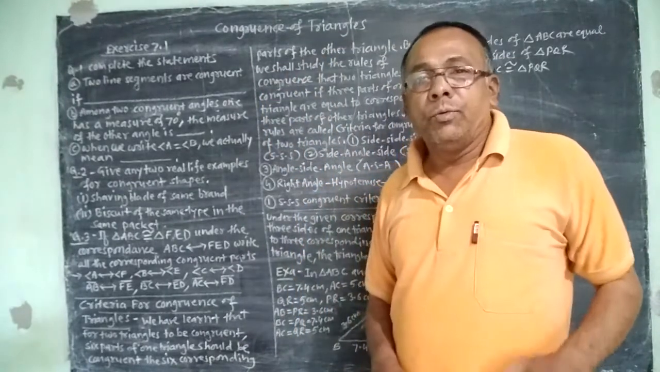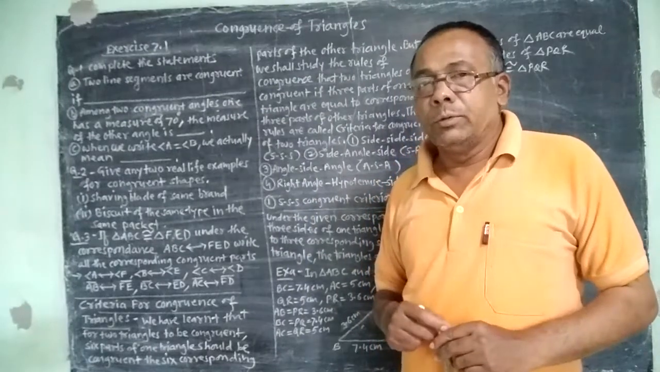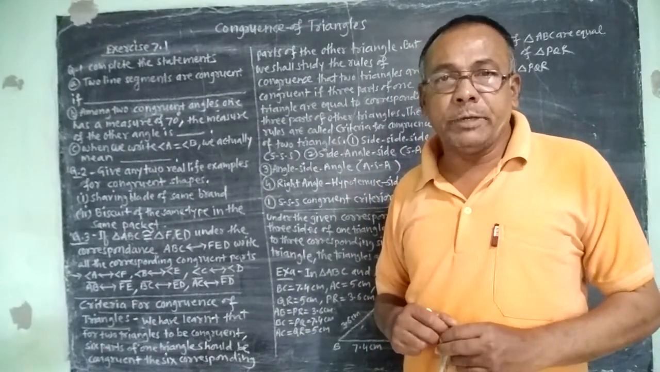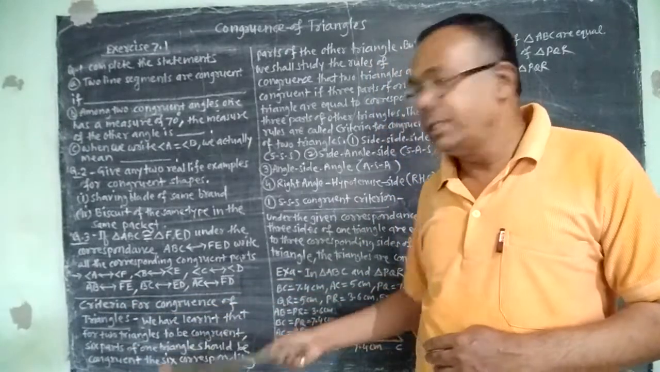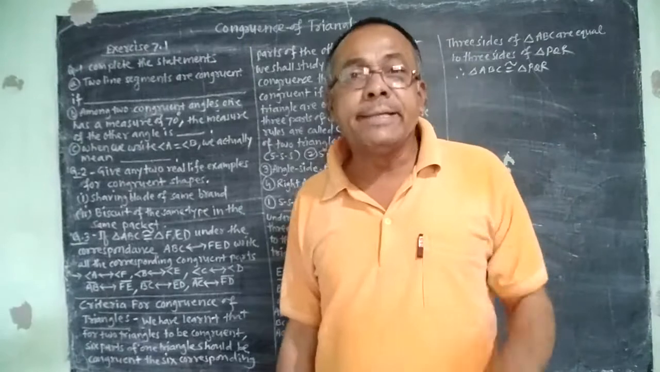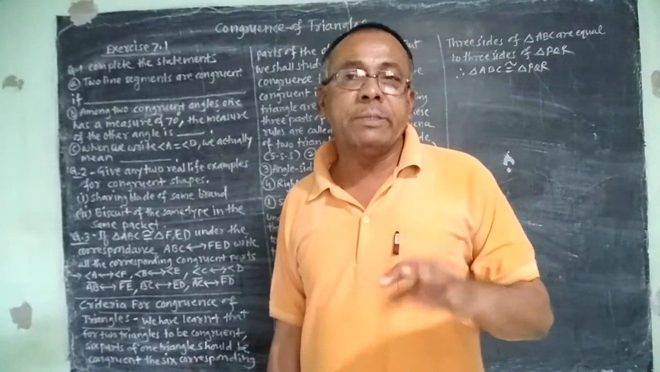Now we have a new point in this topic, that is criteria for the congruence of the two triangles. Criteria means the condition.